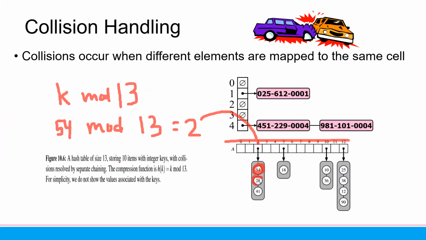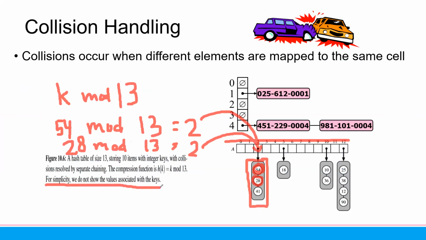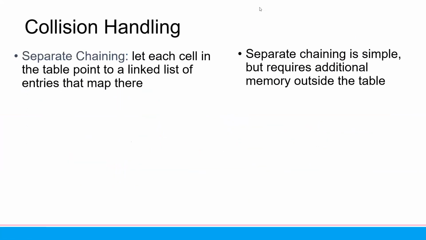Now let's say I have the item 28. 28 mod 13, what is the result? It is also 2. So I put this item in index 2. Because they collide, or we call this a collision, we can make a separate chain. For simplicity, we do not show the values associated with the keys. We just show the keys. So we call this a separate chain.